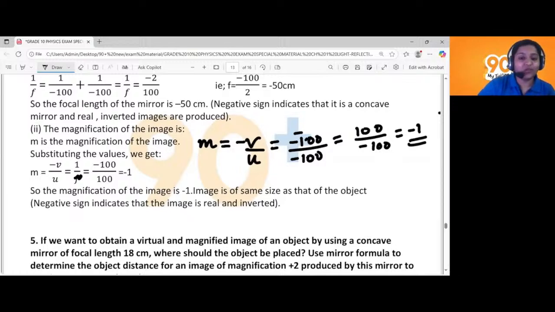What are the points we need to know? When you keep an object at C, height of image will be same as height of object, but there will be a negative sign. Why? The image is inverted, and the position of the image formed will be equal to the position of the object kept. That is the case when you keep an object at C.